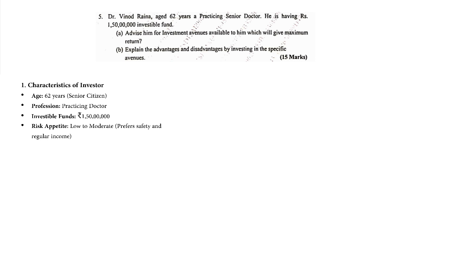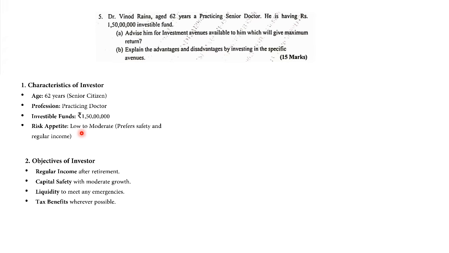So number 1, characteristic of investor. He is age 62, senior citizen, practicing doctor, that is profession. Fund, he has 1.5 crores and risk appetite is low to moderate, so he prefers safety and regular income. Objectives: regular income after retirement, capital safety with moderate growth, liquidity to meet any emergency, and tax benefit wherever possible. So based on his criteria, we can put into different avenues.